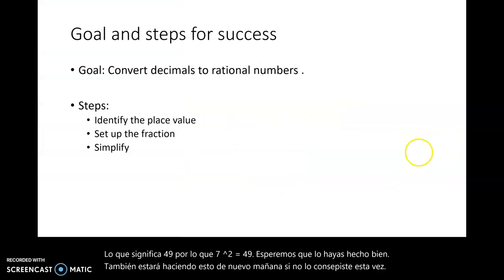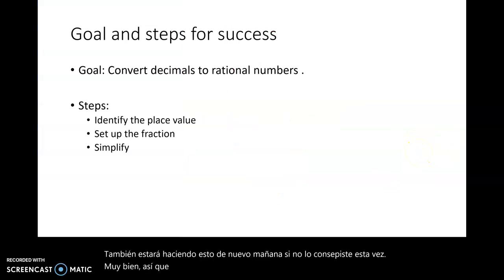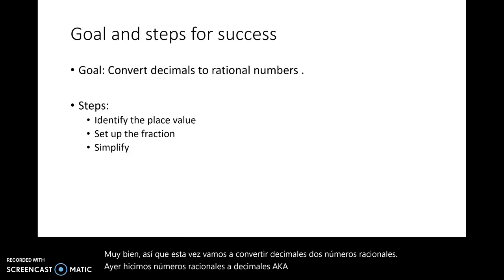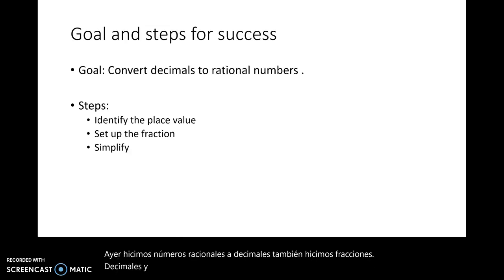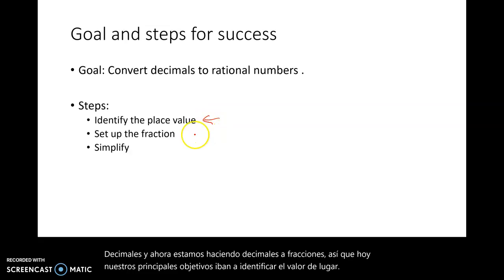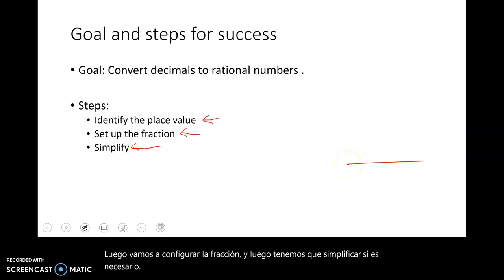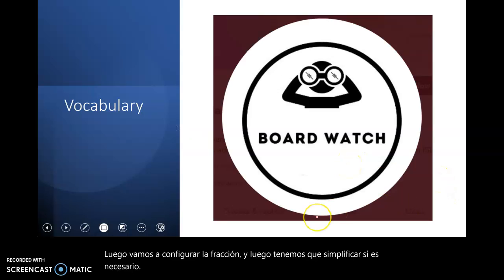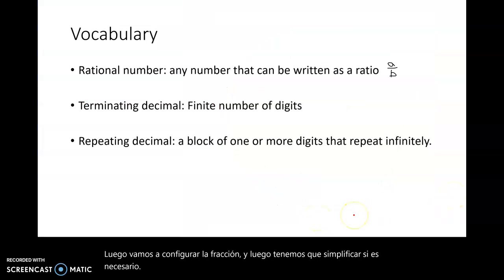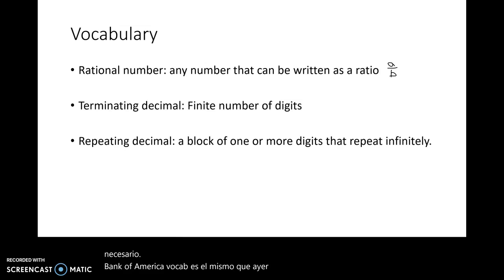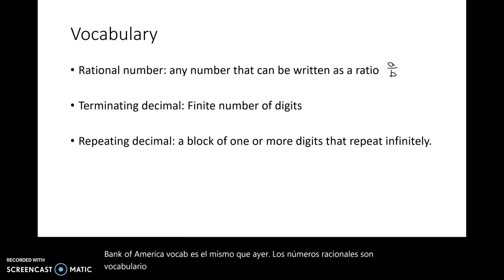All right, so this time we are going to be converting decimals to rational numbers. Yesterday we did rational numbers to decimals, aka fractions to decimals, and now we're doing decimals to fractions. Today our main goal is to identify the place value, then set up the fraction, and then simplify if we need to. Vocab is the same as yesterday. Rational numbers are vocabulary, terminating decimals stop, and repeating decimals keep going on and on forever.